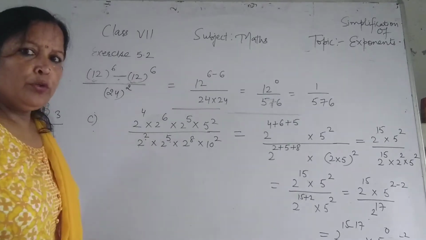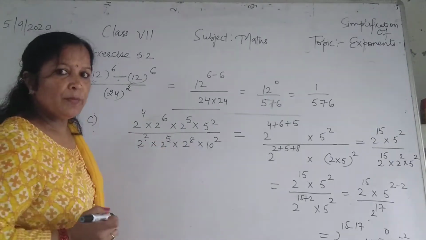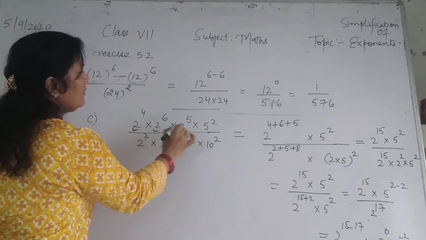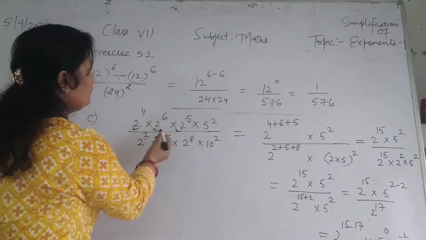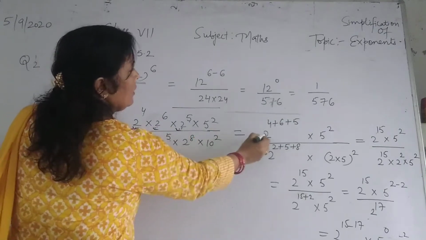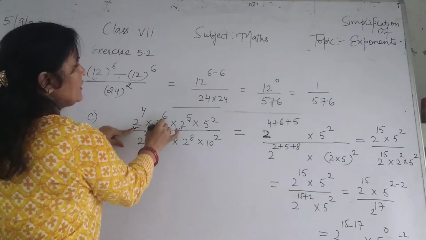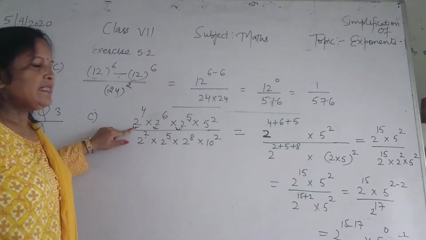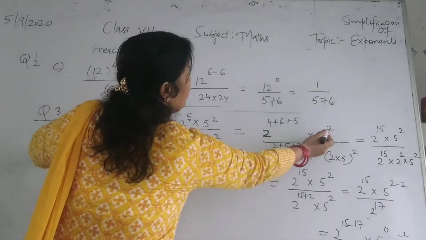When I taught you laws of exponents, it was told to you that in case of multiplication, when bases are same, here base 2 is same and powers will be added. I have taken 2 as the common base, then powers 4 plus 6 plus 5 are added. When base is same, powers will be added. Then 5 square, write it as it is.